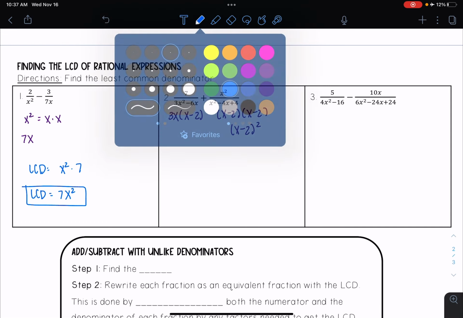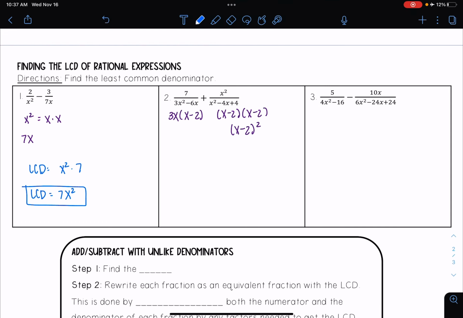So the LCD is going to be the product of all of these factors. If there is a common factor, I'm going to take the higher power. So the LCD is going to be, there's a 3, there's an x, and then I see they both share x minus 2, but I'm going to take the higher power, so this is going to be x minus 2 squared.